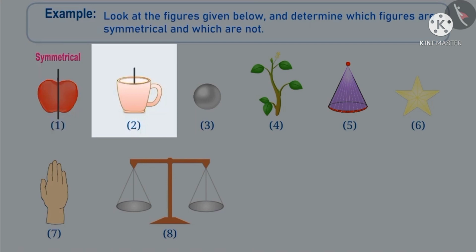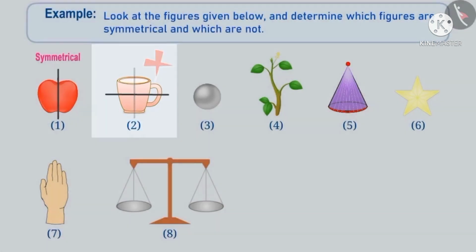Similarly, if we talk about the other figure, then here we have no way to divide this figure into two parts, which would be the exact reflections of each other or completely identical. Thus, the second figure is not a symmetrical figure.